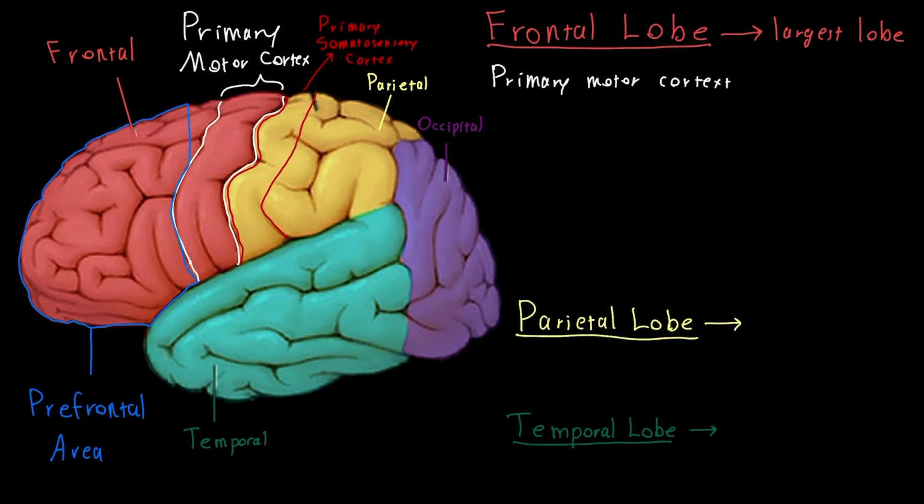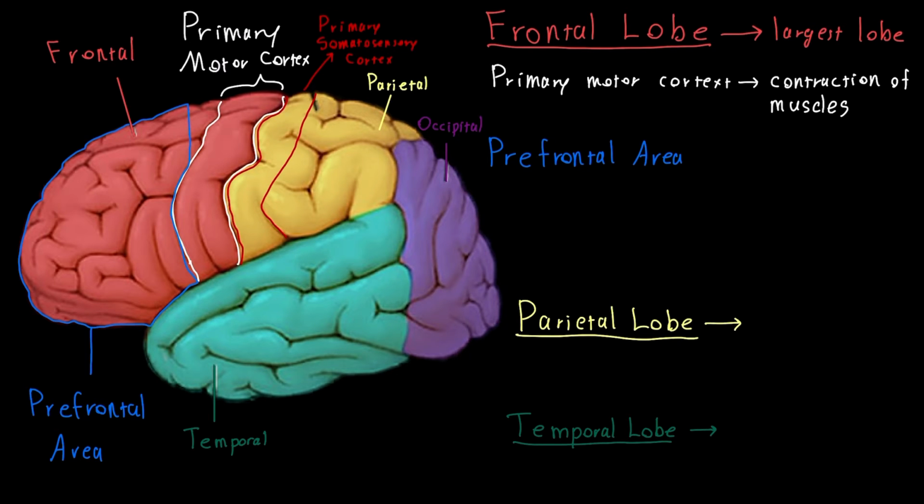So the part that I surrounded in white, that's called the primary motor cortex. It is involved in the contraction of muscles, so it sends signals to all of your voluntary muscle contractions.